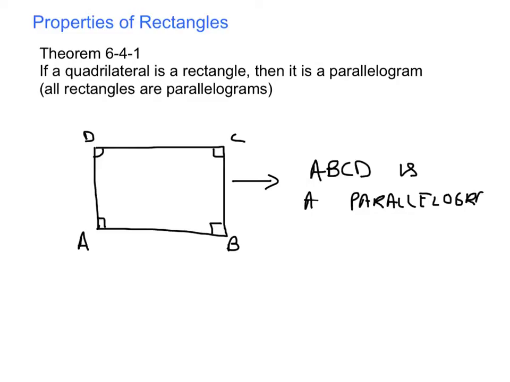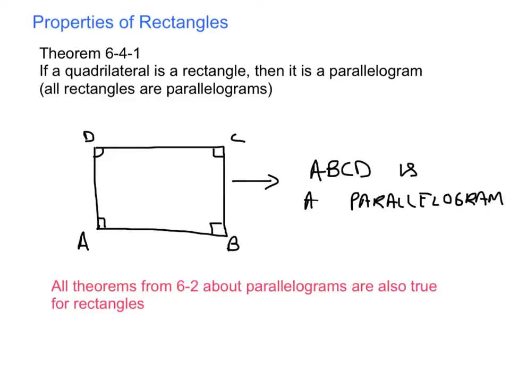Now it is important to know that this theorem does not work the other way, meaning all parallelograms are not rectangles, but all rectangles are parallelograms. And something you must remember, since all rectangles are parallelograms, all of those theorems from 6-2 that we talked about, the ones that dealt with parallelograms, they are also true for rectangles. So meaning the opposite angles are congruent, the opposite sides are congruent, adjacent angles are supplementary, and the diagonals will bisect each other.